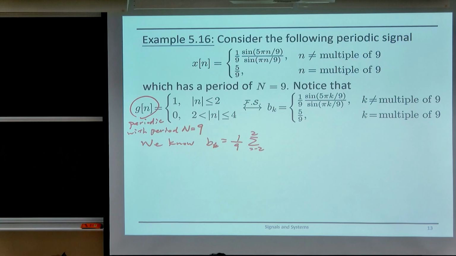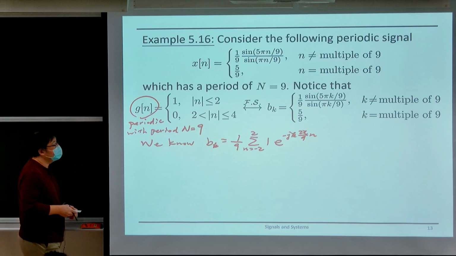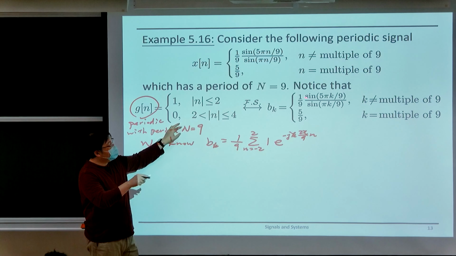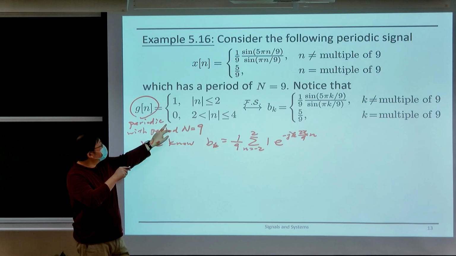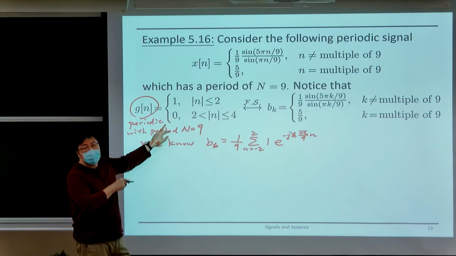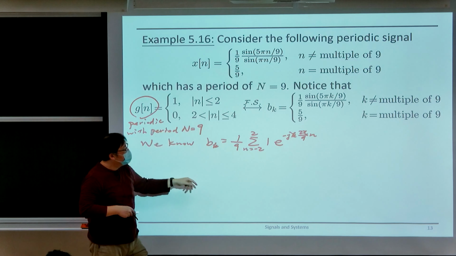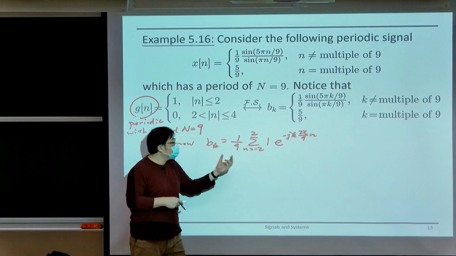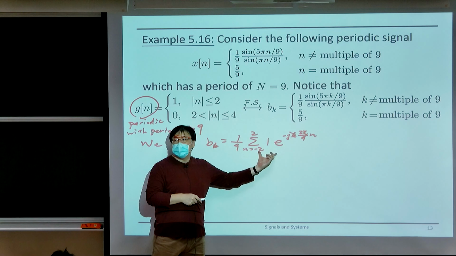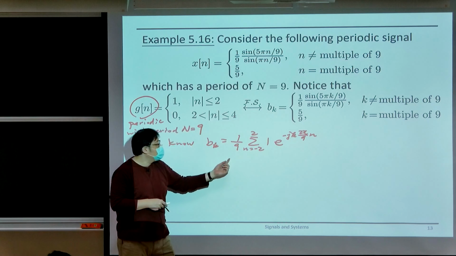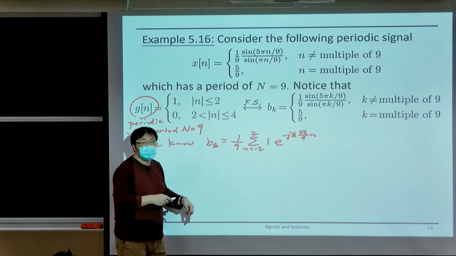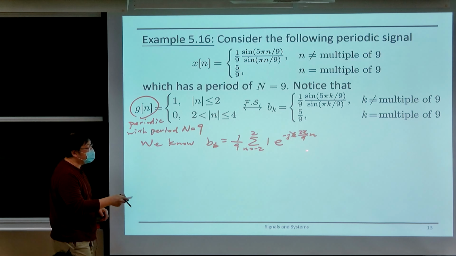N from -2 to 2, 1 times e to the minus j k 2 pi over 9 n. Okay? So since bk is the Fourier series of this periodic signal, this means that if you plug this signal into this Fourier series formula, you should get bk. Because of this relationship, you know that this must hold.